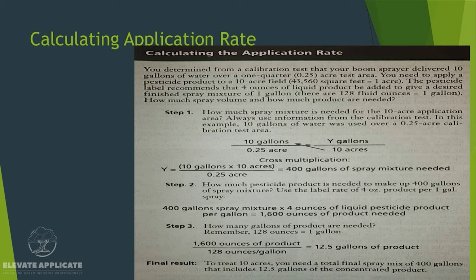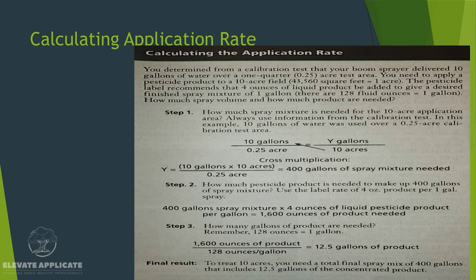So in this example, we've determined that our boom sprayer delivered 10 gallons of water over a 1/4 acre, so 0.25 acres in our test area. And you know that you need to apply a pesticide product to a 10-acre field. Remember, an acre is 43,560 square feet. That's 1 acre. The pesticide label recommends 4 ounces of liquid product be added to give a desired finished spray mixture of 1 gallon. There are 128 fluid ounces in a gallon. How much spray volume and how much product are needed?